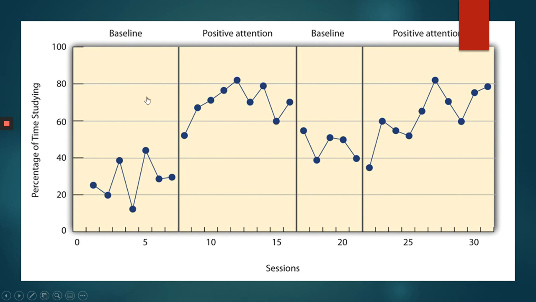And again, you can see the phases are not equal here. The number of sessions are not equal because they're choosing when to switch levels of the IV based on whether there's a leveling out of the behavior, time studying. Once there's a leveling out, you change and see if there is a detectable difference.